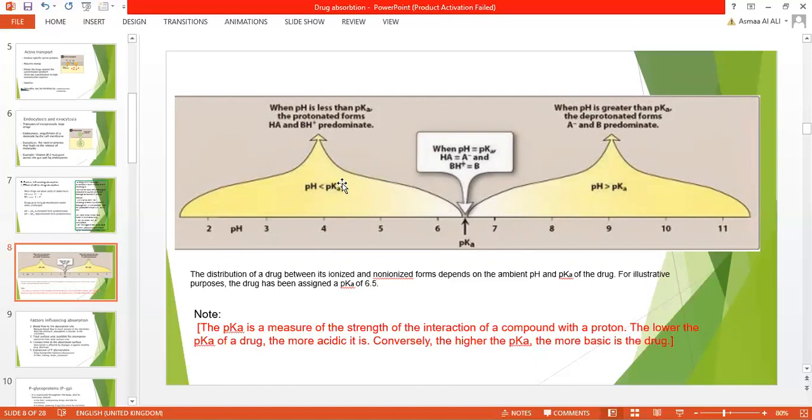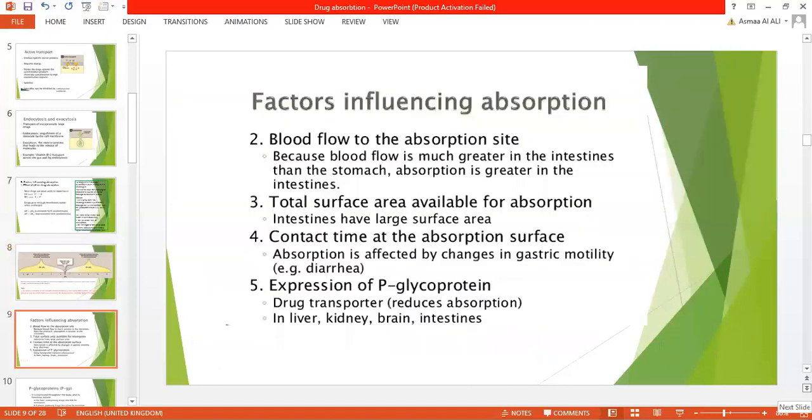So when pH is less than pKa, the protonated forms HA and BH+ predominate, while when pH is greater than pKa, the unprotonated forms A- and B predominate. Other factors besides pH also influence absorption, such as blood flow to the absorption site, because blood flow is much greater in the intestine than in the stomach. Absorption is greater in the intestine.